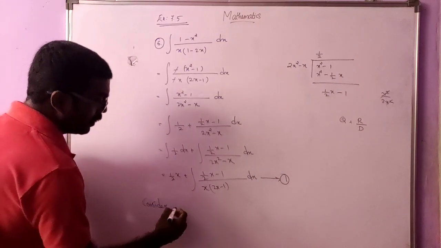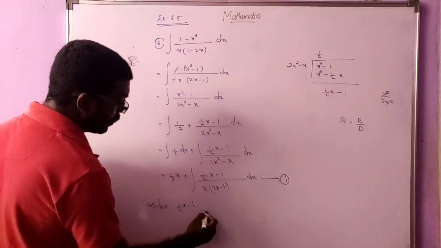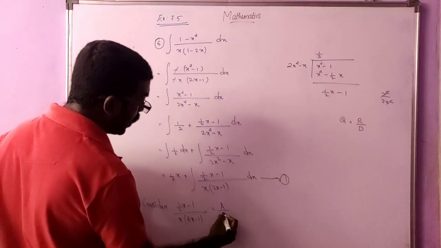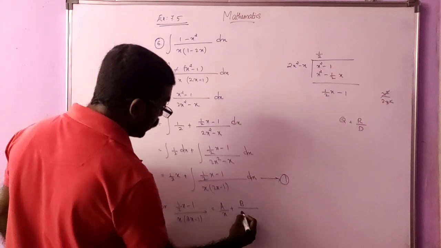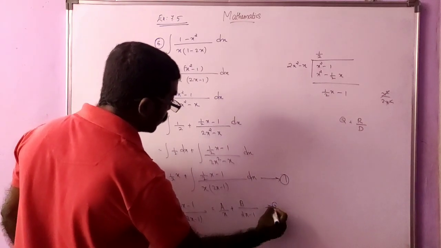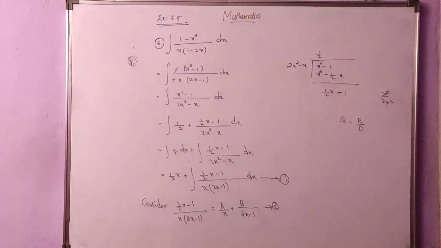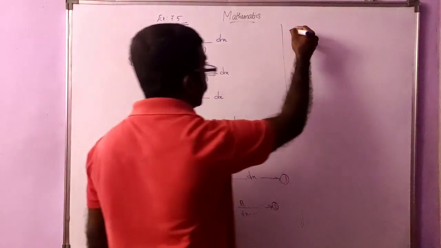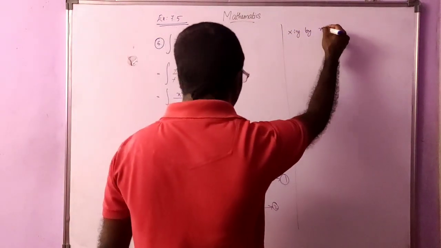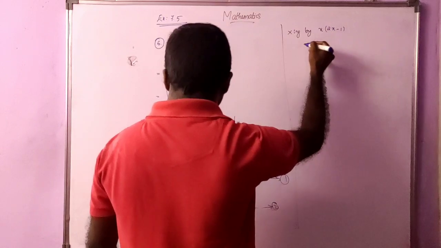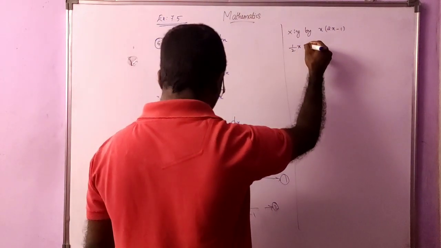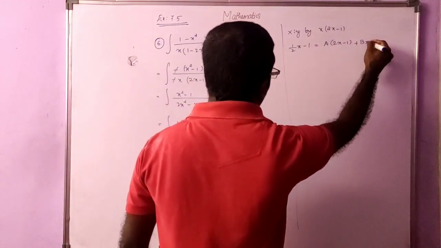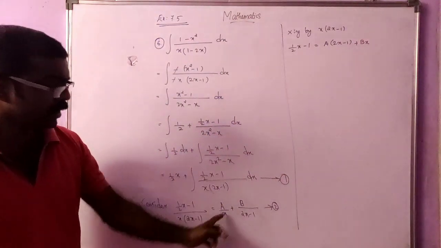So consider 1 by 2 x minus 1 divided by x into 2x minus 1, which is equal to a by x plus b by 2x minus 1. Take it as equation 2. Okay. So here we can multiply both sides by x into 2x minus 1. So multiplying by x into 2x minus 1, and we get 1 by 2 into x, then minus 1 is equal to a into 2x minus 1 plus b into x.